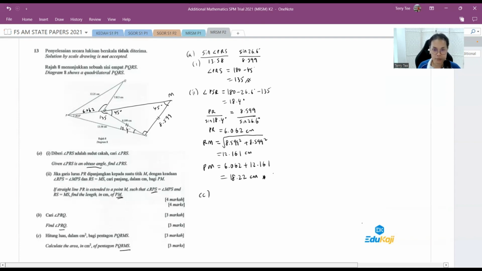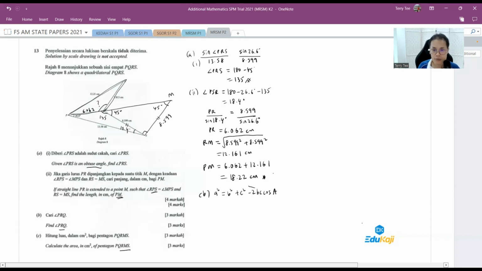Next, part C, we need to find the angle PRQ. Now, based on this triangle PQR, we know the length of 3 sides already. So we need to find this angle. I like to use the modified version of cosine rule. Now, you know cosine rule is a square equals b square plus c square minus 2bc cos a. Some students sub in here and then rearrange to make cos a the subject. For me, I wouldn't do that because when you sub in, there are a lot of decimals, then you got to rearrange it. It's a little bit more difficult.